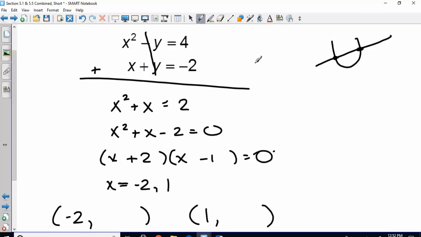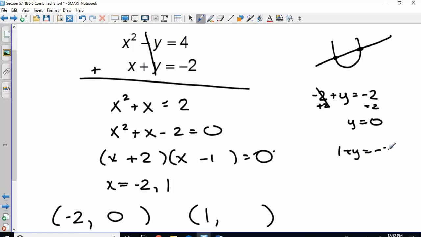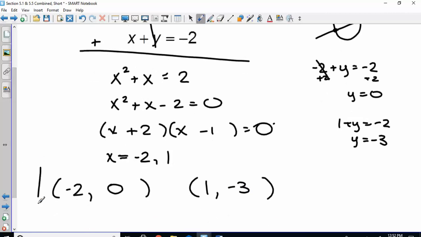So to do that, we just plug it into one of the equations, doesn't matter which one, so let's say I went with the second one. So that means x plus y equals -2. And when I put in -2, I get out 0. Okay, if I put in 1, 1 plus y equals -2. So then I get y to be -3.